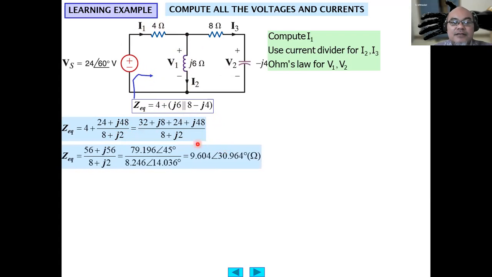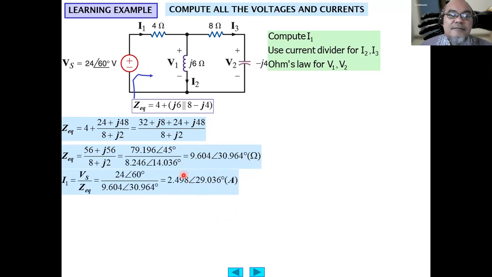Since we obtain this, we make it into phasor form. So 8 plus j2 we have changed into this form. In the upper part, the numerator, we change into this. So the value will be 79.1696 divided by this to obtain this, and the phase angle will be 45 minus 14.036.